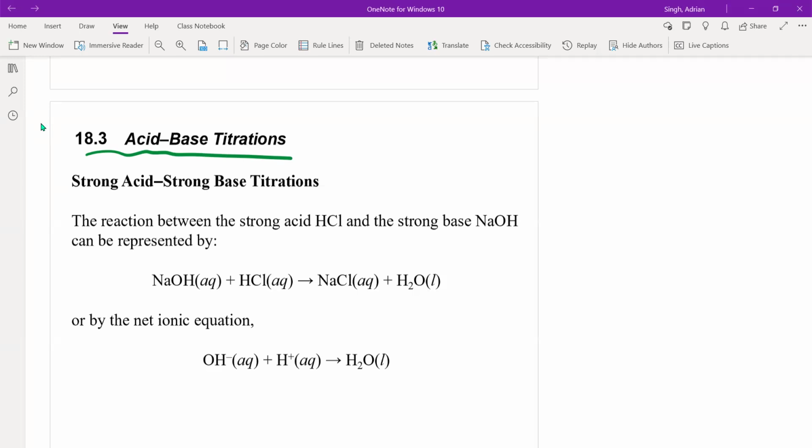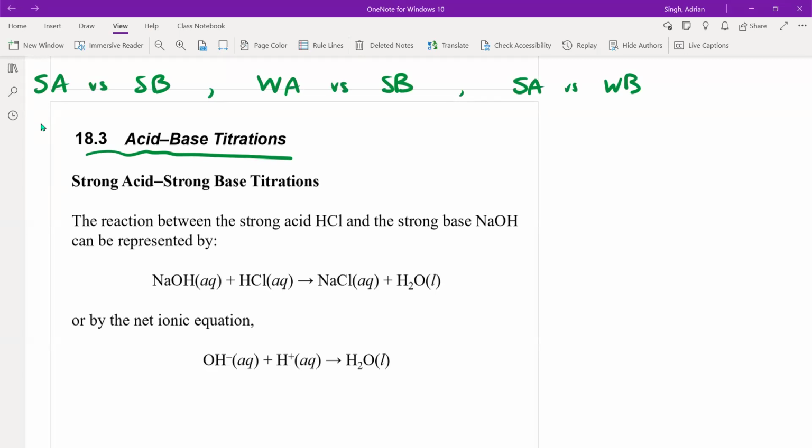So there are three different combinations that we're going to see. We're going to be looking at strong acid versus strong base titrations. So SA for strong acid, SB for strong base. We're also going to be looking at weak acid versus strong base titrations. And then the last combination we'll see here is a strong acid versus a weak base titration. Okay, so there are three different types that we're going to be looking at.